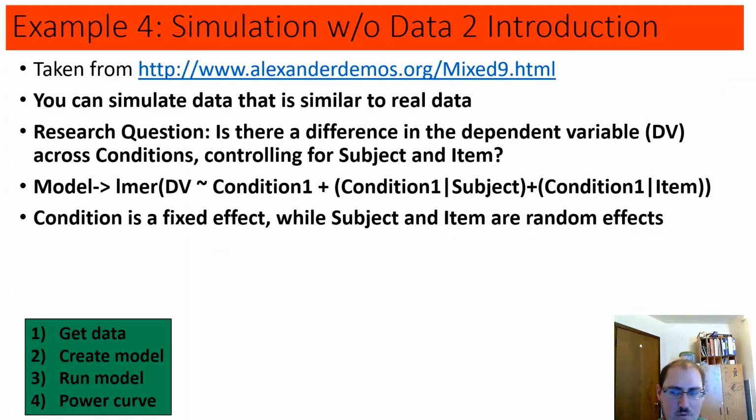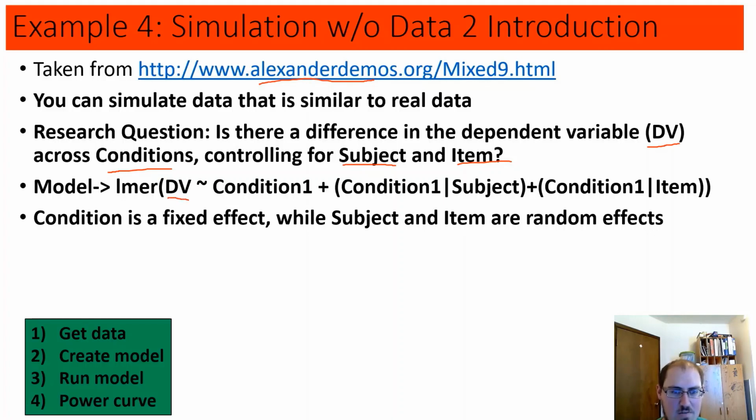Do example 4 here, which is another simulating without data, so creating your own data. This is from Alexander Demos, and their research question is kind of abstract. He just uses generic variables, asking if there's a difference in the dependent variable across conditions, controlling for subject and item. So this is what the model would look like.